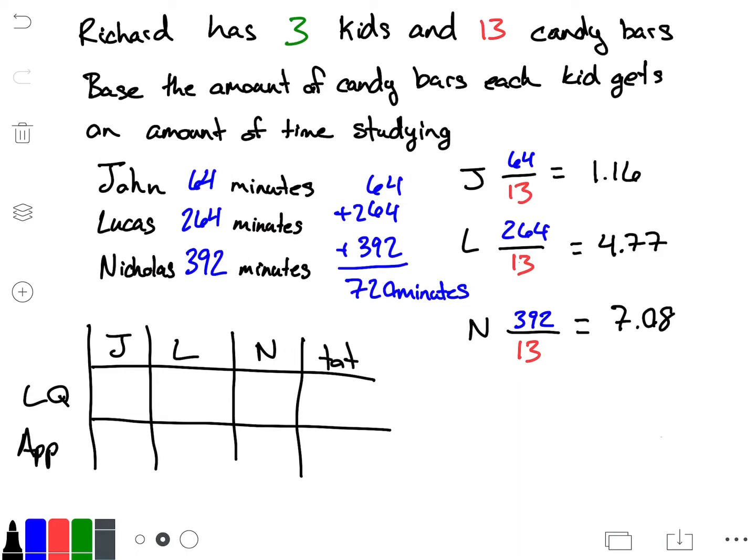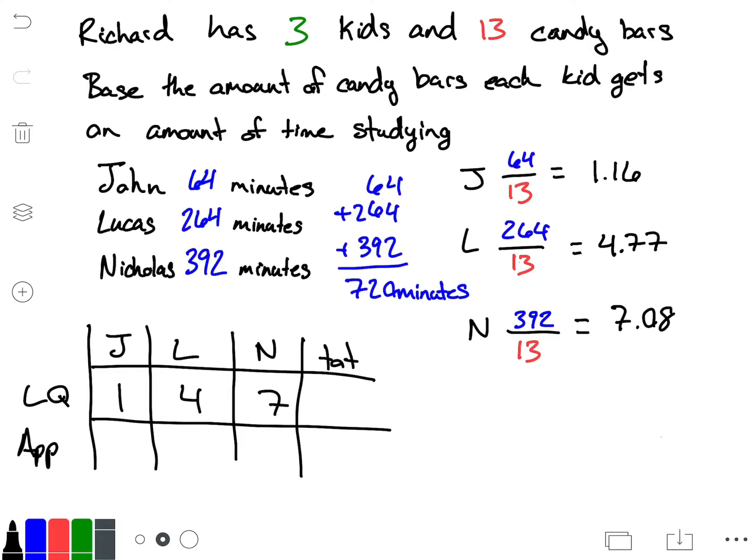So the lower quota, once again, is just going to be chopping off the decimal. It doesn't matter if it's above 0.5. So in John's case, we have 1.16. That's easy enough. If we just round it down, it's going to be 1. In Lucas's case, you may immediately want to round this guy up. But when we're taking the lower quota, we're just chopping off the decimal. We completely ignore that it's there. So Lucas will have 4 in this case. And then Nicholas, 7.08. Chopping the decimal off, we have 7.